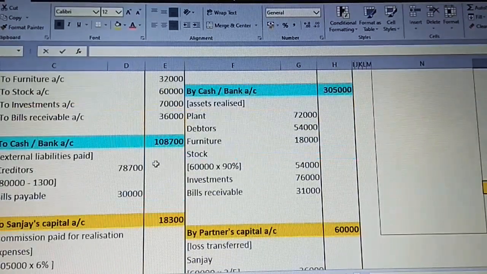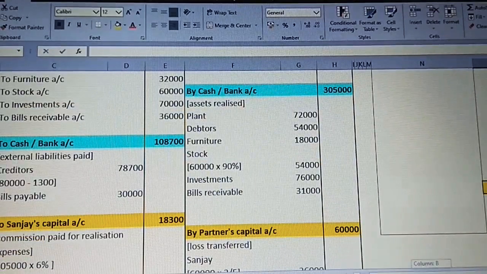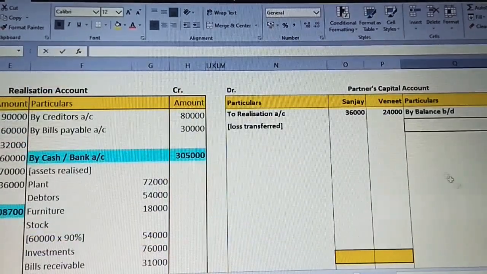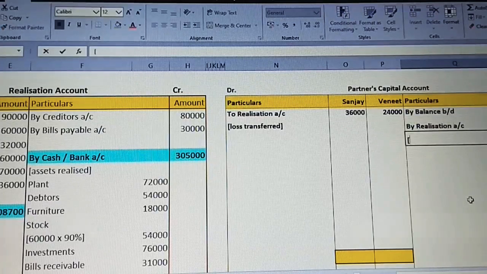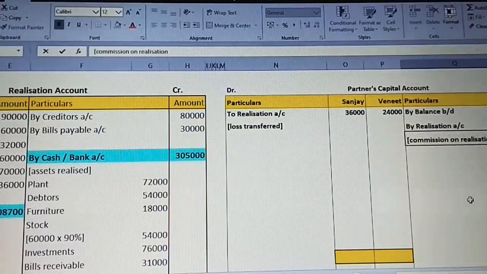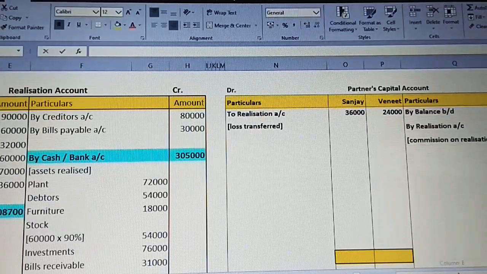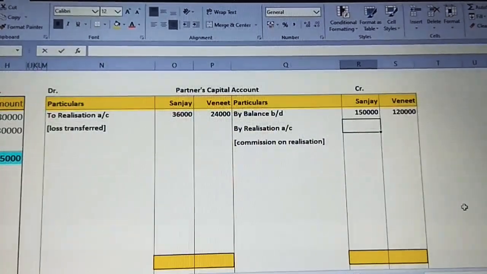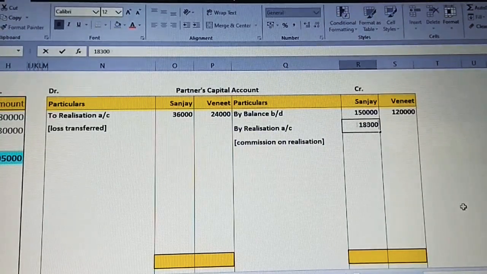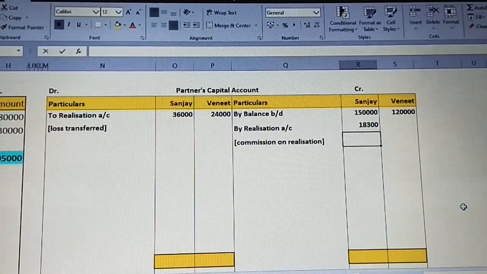Then on the debit side, concentrate. We have Sanjay's capital. What we have paid him, the commission, the complete realization expenses. So it is going to be again by realization account, commission on realization. To whom are we paying? Sanjay. So what is the amount? Let us just have a check. 18,300. Yes, we have done this.